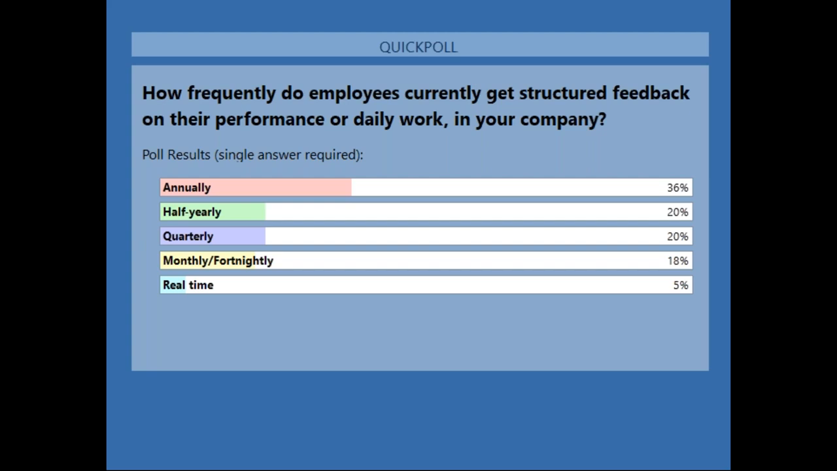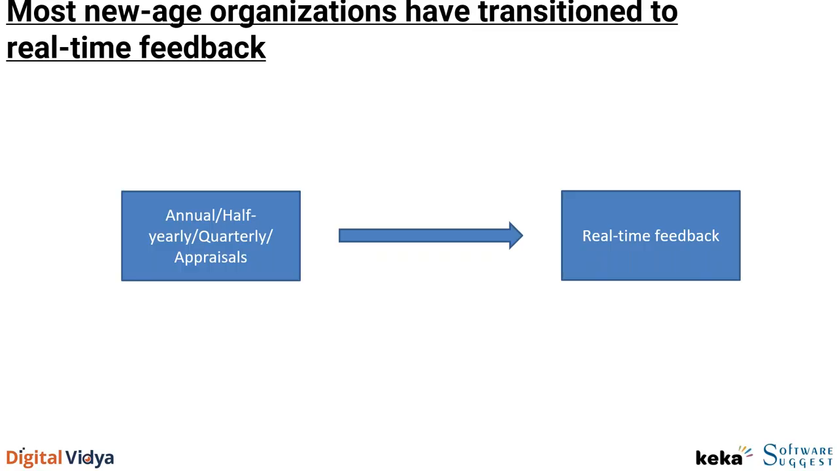So if you look at the trend in the HR space today, and the trend with a lot of employees, especially millennial employees, the trend is moving from annual, half yearly, and quarterly appraisals to real-time feedback, right? Most new age organizations, if you see, have scrapped all their annual, half yearly, and quarterly appraisals and moved to much, much more frequent appraisal systems and more real-time feedback.